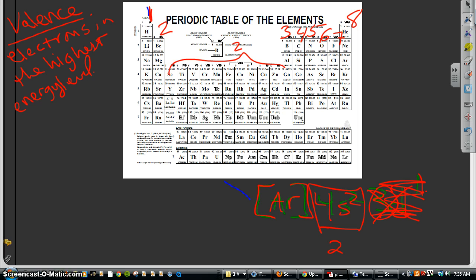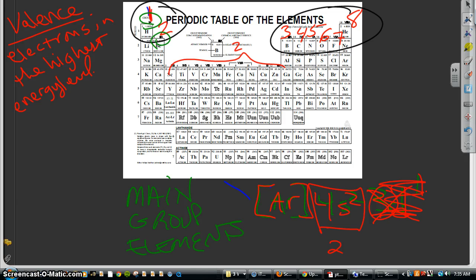These groups 1, 2, 3, 4, 5, 6, 7, 8, that's one of our vocab words. Those are the main group elements, or representative elements. And what's special about them is you can automatically look and see what their group number is. In fact, on your periodic table, you'll see this is Roman numeral 1A, Roman numeral 2A, 3A, 4A, 5A, 6A, 7A, 8A, and what those actually stand for is the valence count.